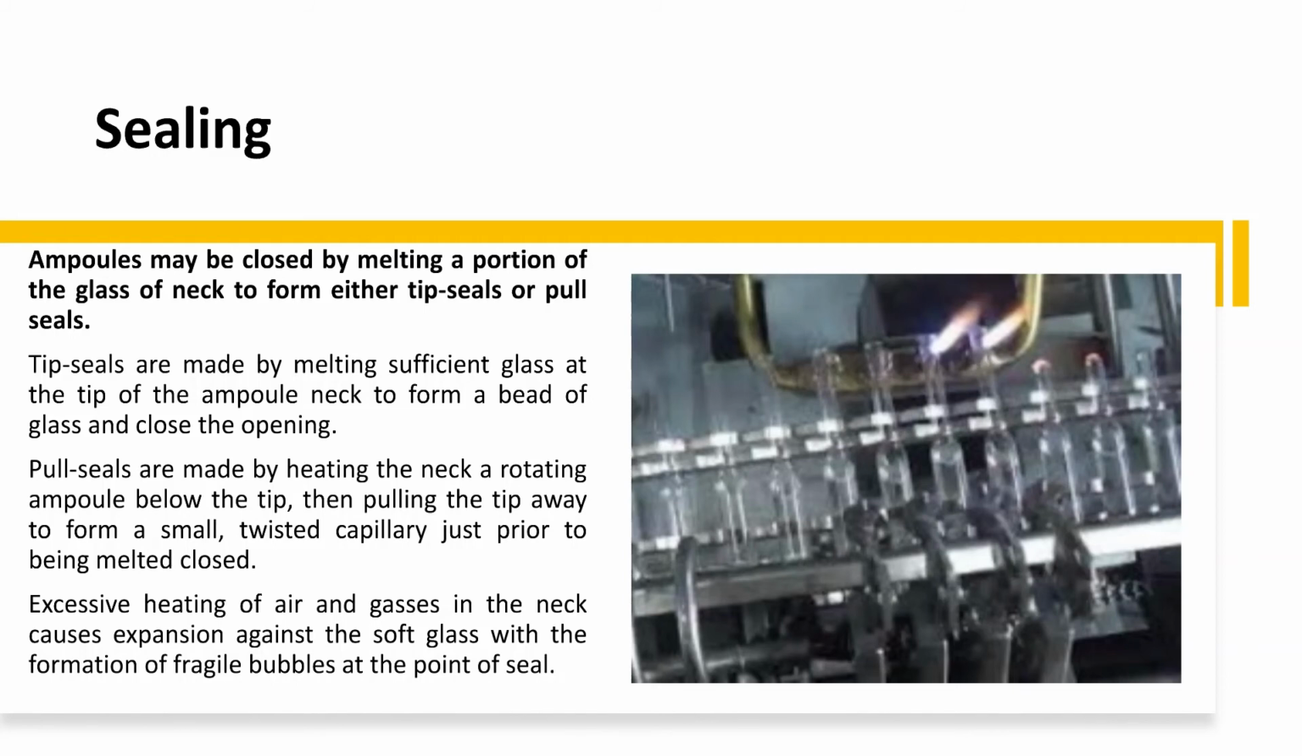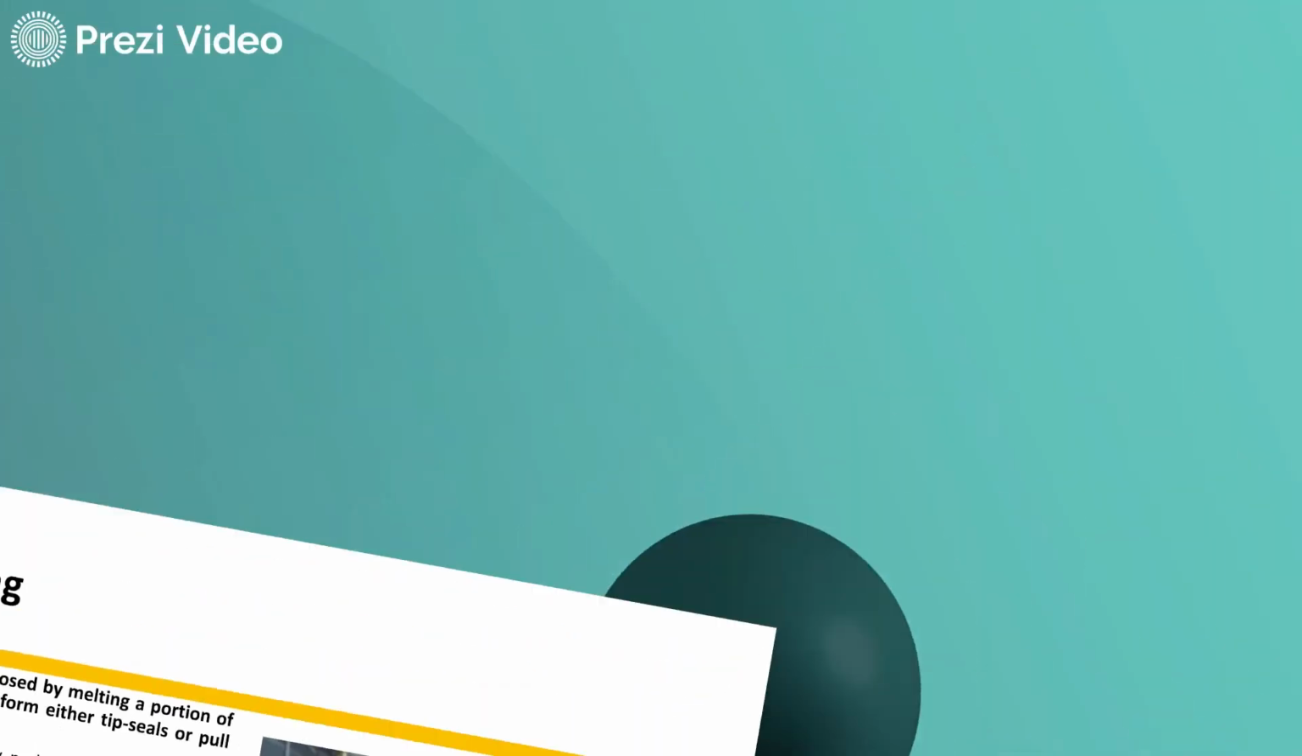Tip seals are made by melting sufficient glass at the tip of the ampule neck to form a bead of glass and close the opening. Pull seals are made by heating the neck of the rotating ampule below the tip and then pulling the tip away to form a small twisted capillary just prior to being melted closed. Excessive heating of the air and gases in the neck causes expansion against the soft glass, with the formation of fragile bubbles at the point of seal. Sometimes you may notice fragile bubbles at the point of sealing.